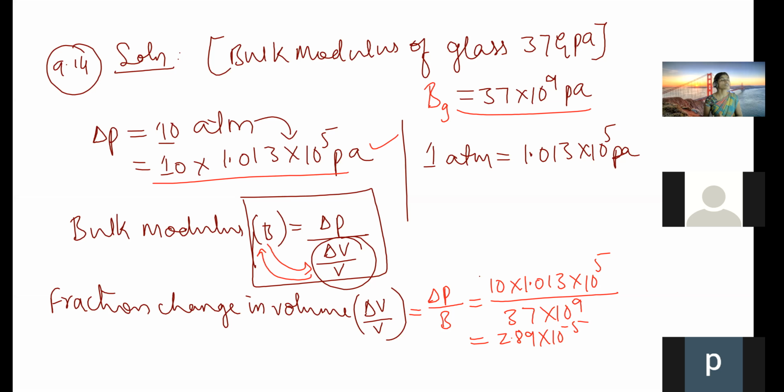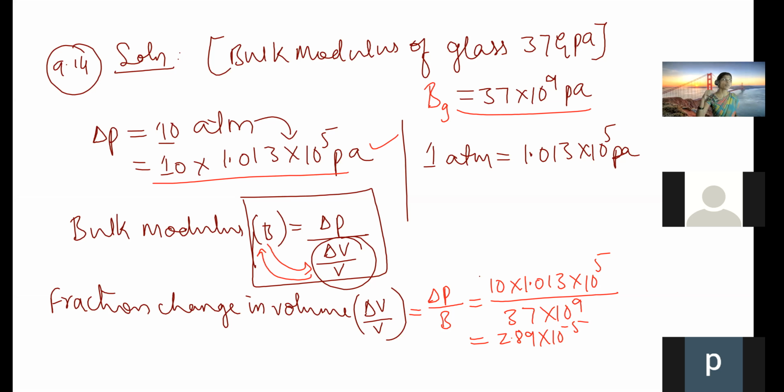The bulk modulus of glass is not given; it is a constant value I have to remember: 37 gigapascal. Sometimes they will give it, otherwise we have to remember that one. All the bulk modulus values for different solid materials are given in the textbook in the box. So go through the textbook and try to see all the bulk modulus values of different solid materials.